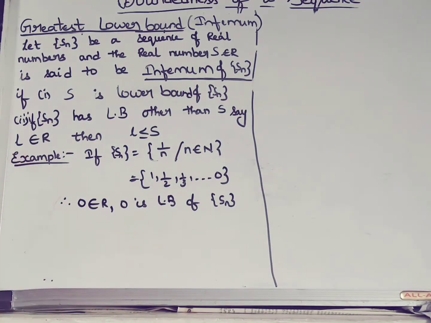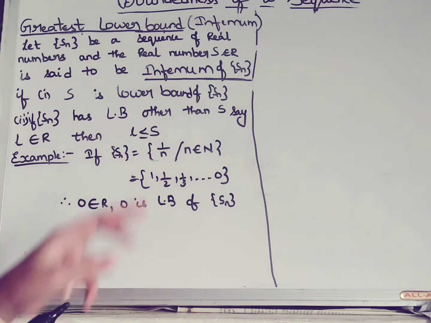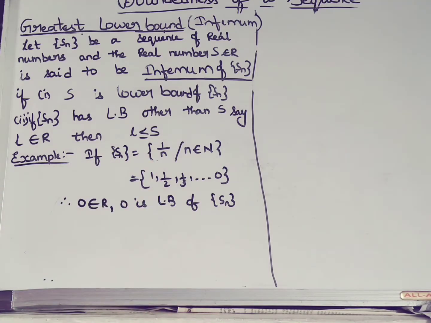See here, example: if sequence Sn is equal to 1 by n, the set of 1 by n such that n belongs to N.